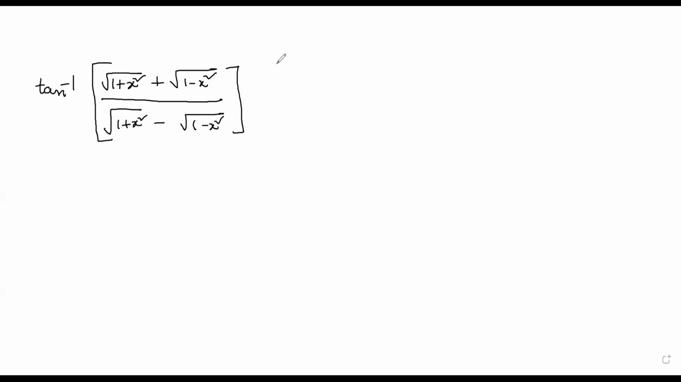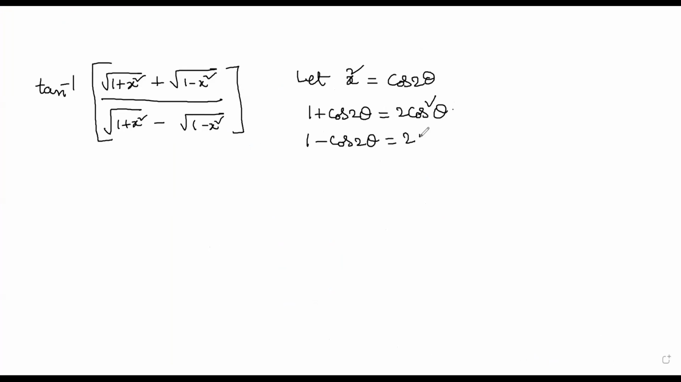For this, let us give the substitution. Let x square be cos 2 theta. Why we take this substitution is that 1 plus cos 2 theta is 2 cos square theta. Similarly, 1 minus cos 2 theta is 2 sin square theta. So when you see square roots, try to remove the square roots by using these formulas.